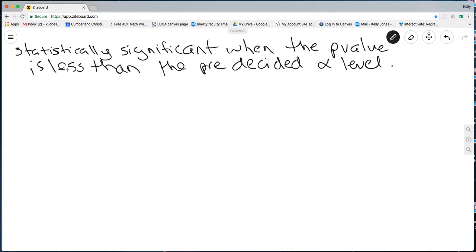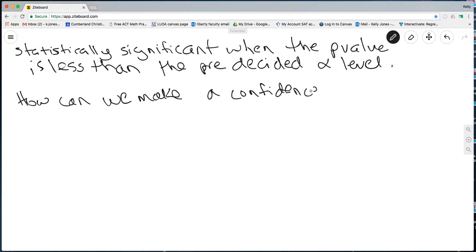The other thing that I'm going to ask you about that is not really mathy, but just words as answers, is how can we make a confidence interval narrower? That means smaller in range.